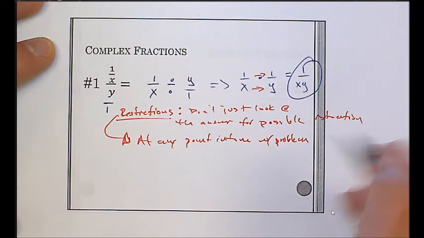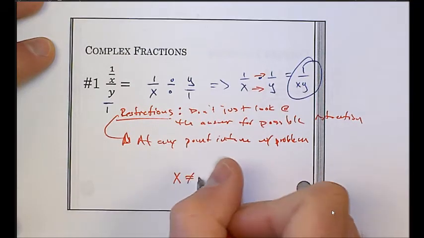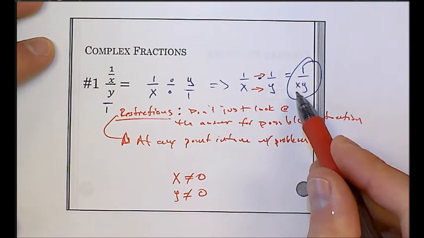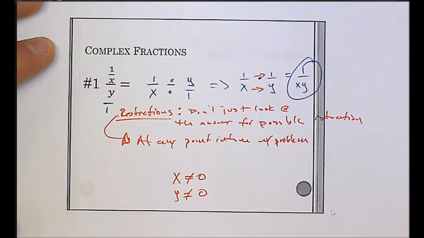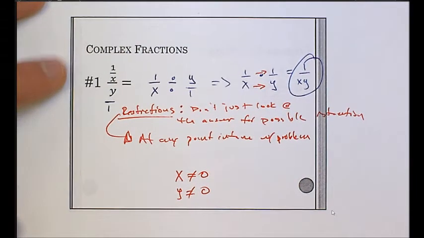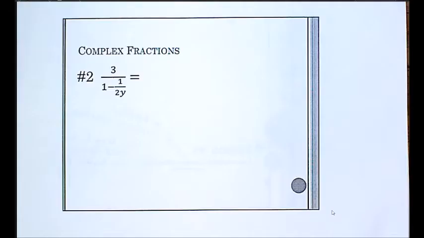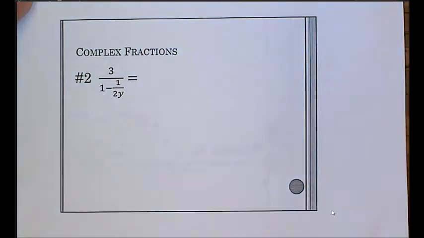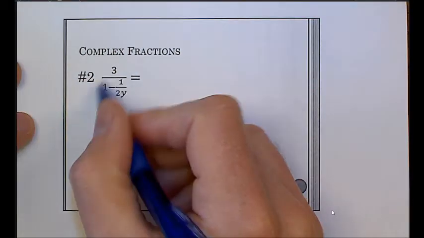In this case, the restrictions for this problem: x can't be 0, y can't be 0, because if x or y were 0, we'd have a 0 in the denominator, no good. All right? So, let's move on to the next question. Now, we have a situation here where we have 3 divided by this.